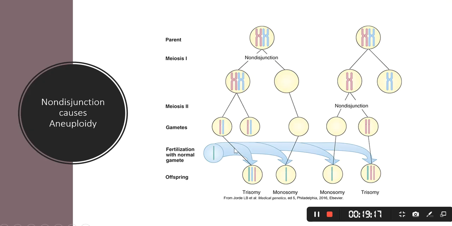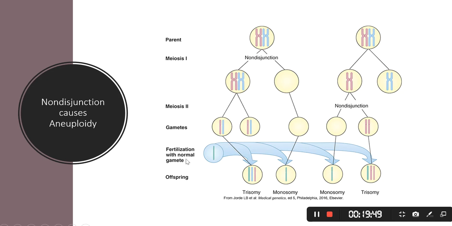This is an example showing how aneuploidy happens. Normally these two get separated, one goes here and one goes there. Ideally this strand should also have separated, one going here and one going there, and this one also. But when a non-disjunction happened over here, there are two here, so two pairs over here.